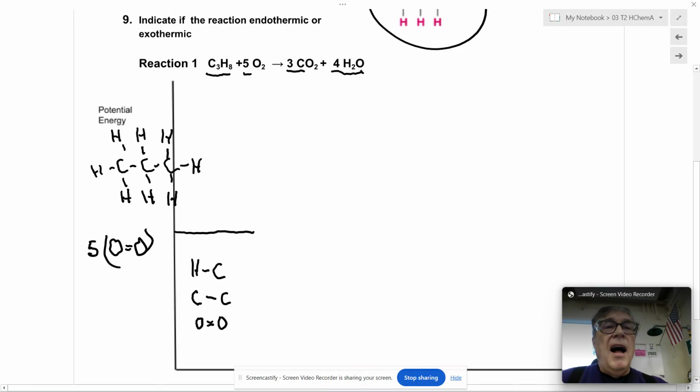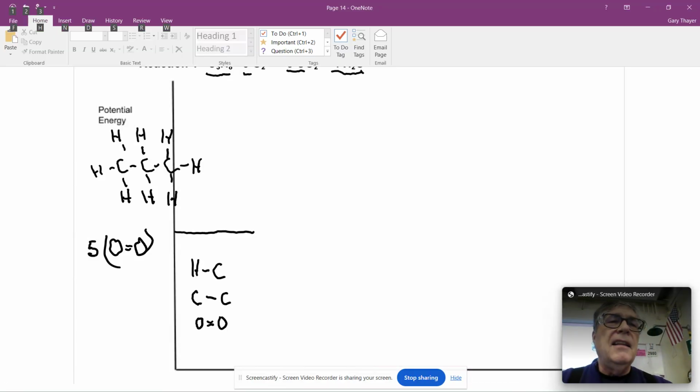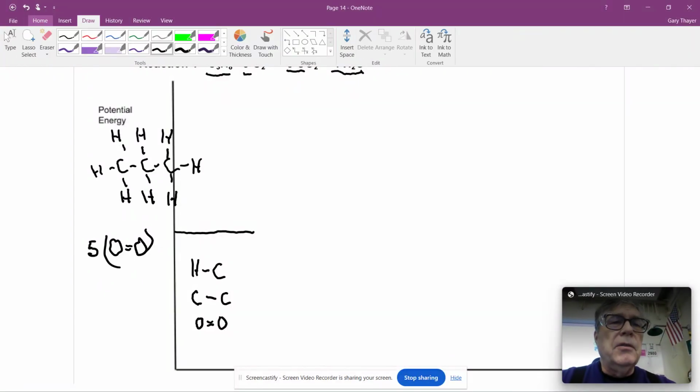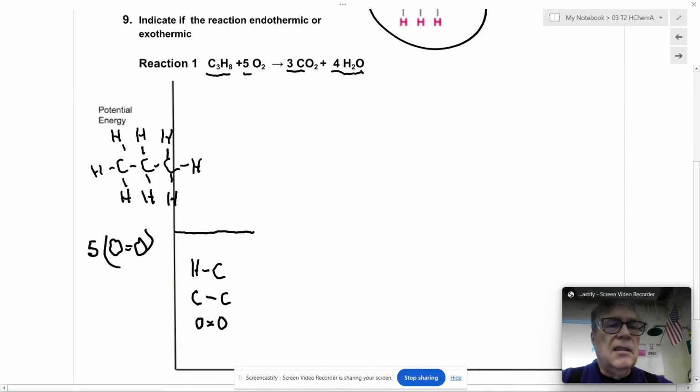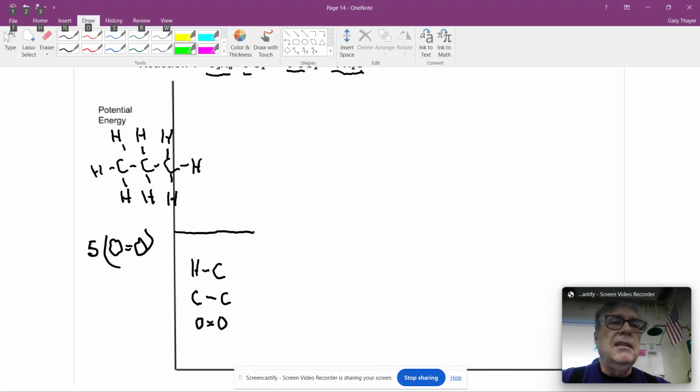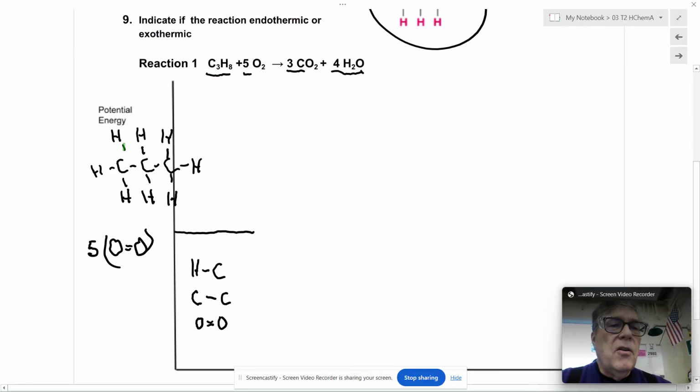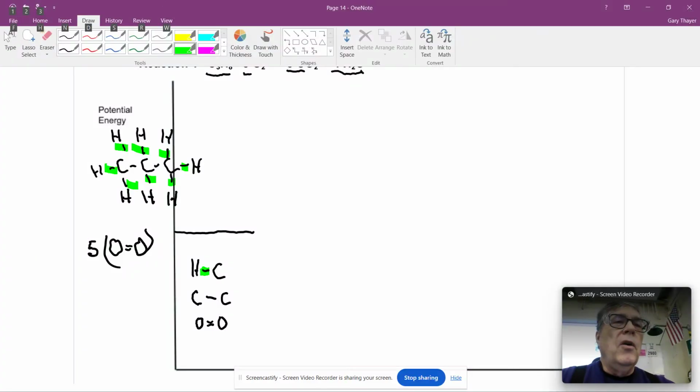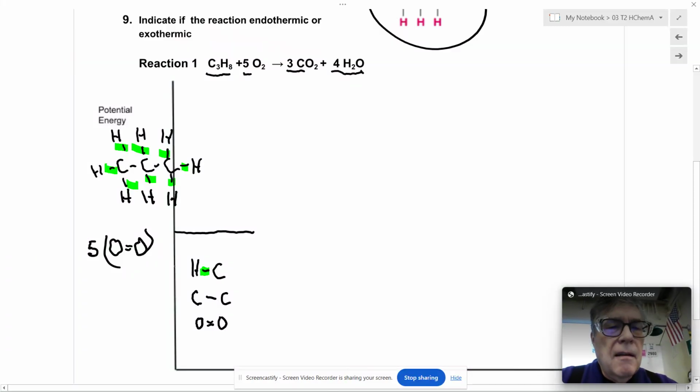Are there any other bonds? Let's see how many of those we have. I'm going to highlight them on my screen. Did I get a green there? Yeah. So here's 1, 2, 3, 4, 5, 6, 7, 8 of this kind of bond. So we're going to label that with an 8.